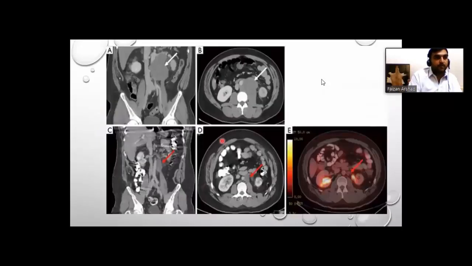Here is the CT, and on the left side we can see the metastasis compressing the aorta, and here also are the coronal sections and the axial sections. We can see that it is actually the same patient, and you can appreciate it.